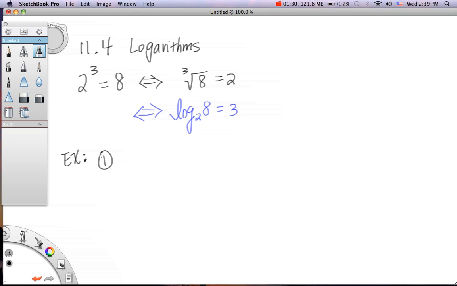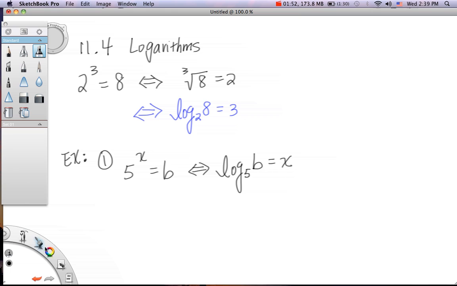So if I say that 5 to the x power is equal to b, then if I want you to write it as log, that means log base 5 of b is equal to x. Okay, so on the other side of log is always the exponent, and the base remains the same.